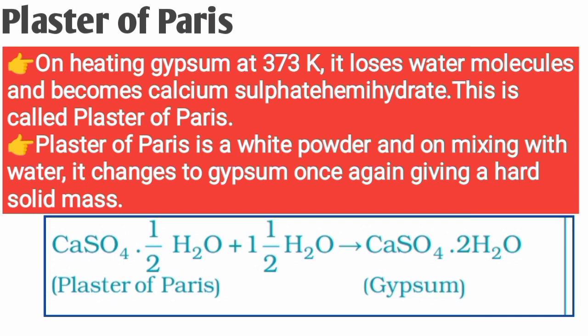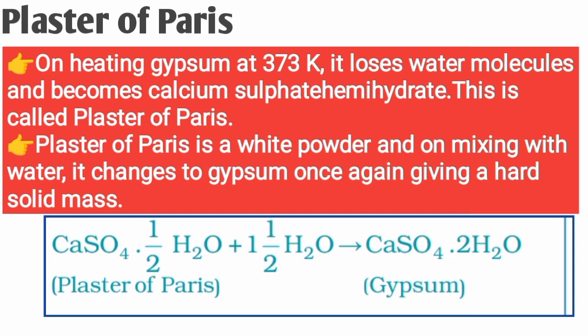Plaster of Paris is prepared by heating. On heating gypsum at 373 Kelvin, which means 100 degrees centigrade, it loses water molecules and becomes calcium sulfate hemihydrate. Calcium sulfate hemihydrate is the formula of plaster of Paris. This plaster of Paris is a white powder, and on mixing with water it changes to gypsum, giving a hard solid mass.